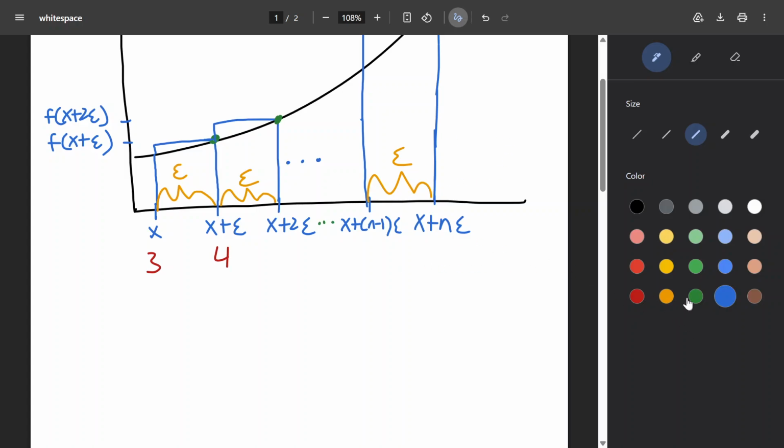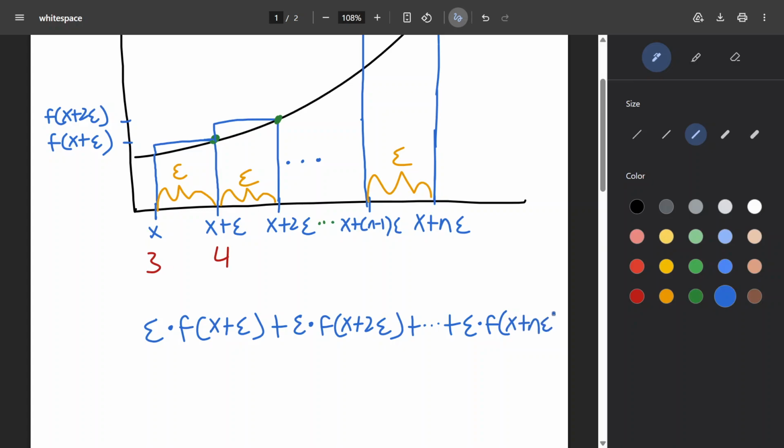So we know that the formula for the area of a rectangle is base times height. In this case, our base is epsilon, so that's our base, times the height of our first rectangle. That's just f of x plus epsilon. That's the output. It's a single number. That's the height of our first rectangle. Let's add the area of the second rectangle. That's epsilon times f of x plus 2 epsilon, because the height of the second one is f of x plus 2 epsilon. If we continue this, we're going to add up until epsilon times f of x plus n epsilon.